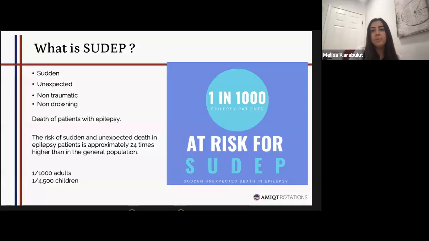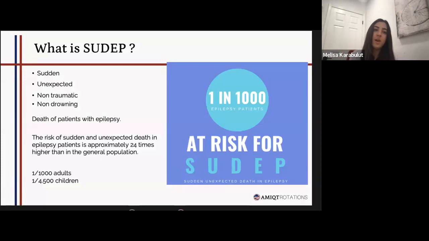What is SUDEP? Sudden unexpected death in epilepsy is defined as the sudden, unexpected, witnessed or unwitnessed, non-traumatic and non-drowning death of patients with epilepsy with or without evidence of a seizure, excluding status epilepticus, and in whom postmortem examinations don't reveal a toxicological or anatomic cause for that.